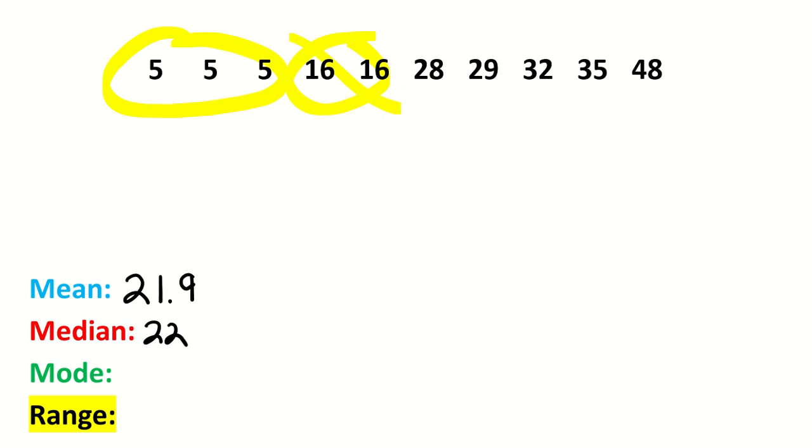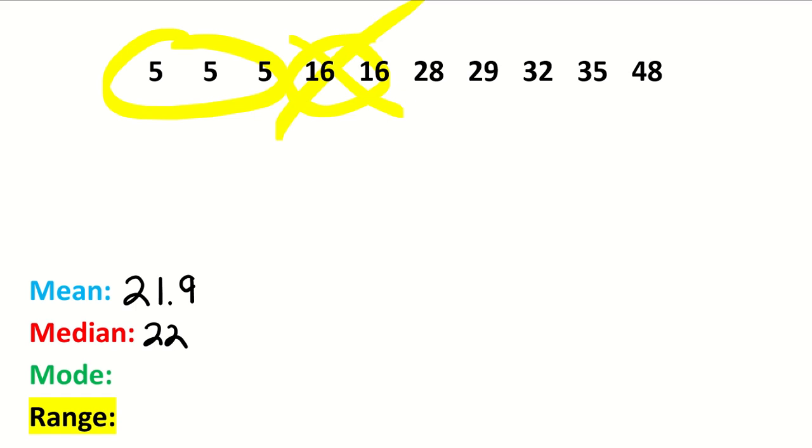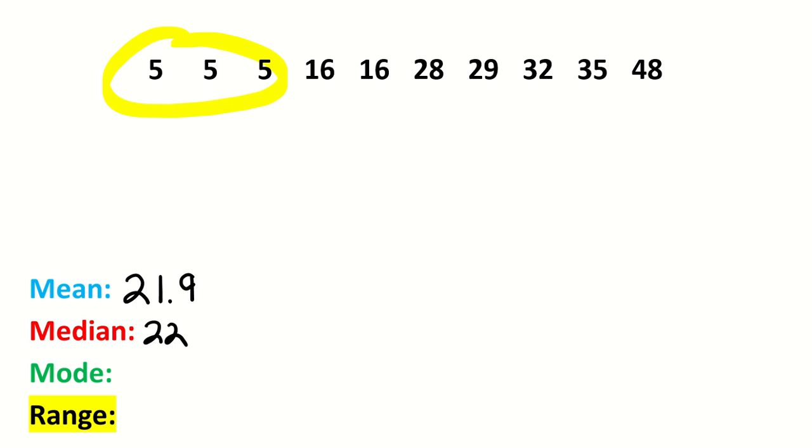Sorry, 16. You're only repeated twice. You're not the mode. 5 beat you out. Therefore, the mode is in fact 5, so we're going to put a 5 right there. And finally, we come to the range. I got the range. Take the biggest, subtract the smallest. Holler at me if you got the range.